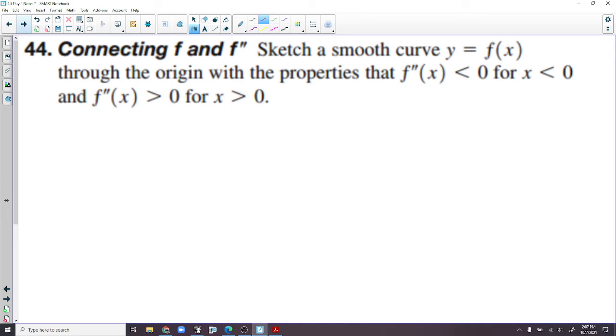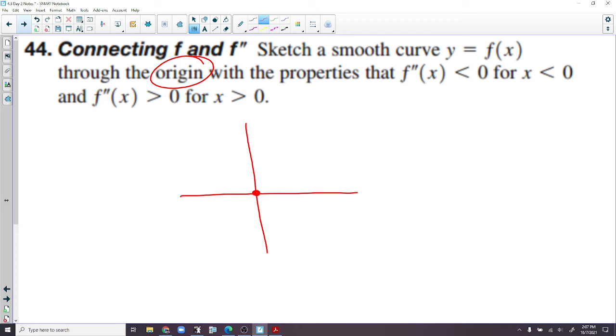Oh, we get to graph a little bit. Connecting f and f prime. Sketch a smooth curve y equals f of x through the origin. Oh, through the origin. They gave us a point to go through. Right there. That kind of locks it down. With the properties, and it's very vague. We can have lots of different versions of this, but it says that the second derivative is less than 0 for x less than 0, and the second derivative is positive for x greater than 0.